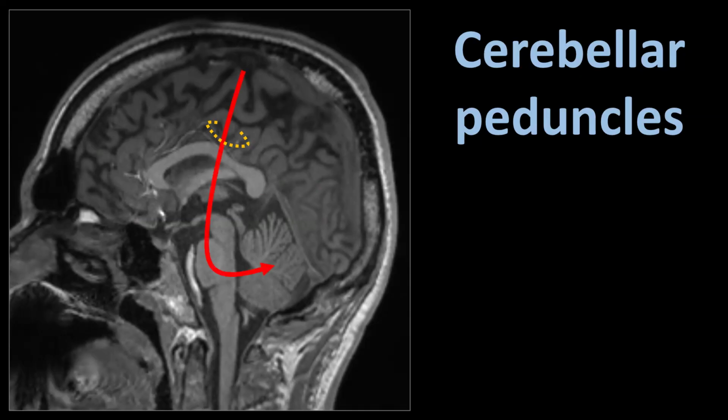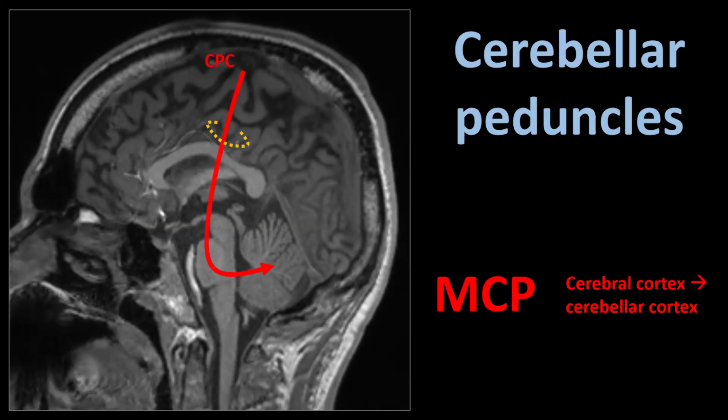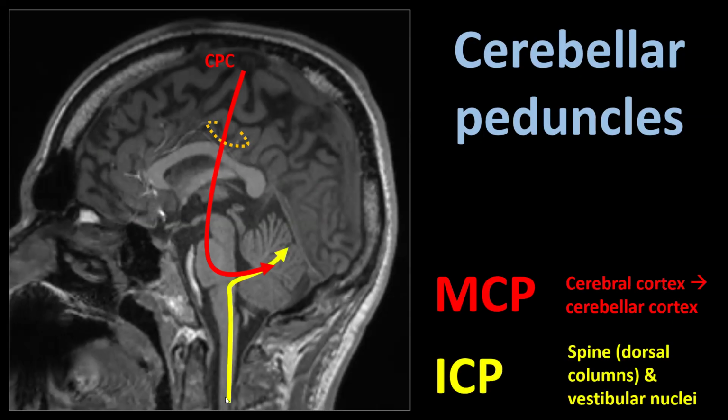So we have the middle cerebellar peduncle carrying motor information, well, more than motor, but let's use motor information for the sake of simplicity, from the primary motor cortex to the cerebellar cortex. Basically, this is information about planned motor movements. Then we have sensory information coming from the spine through the dorsal columns, but also a bit from the vestibular nuclei.